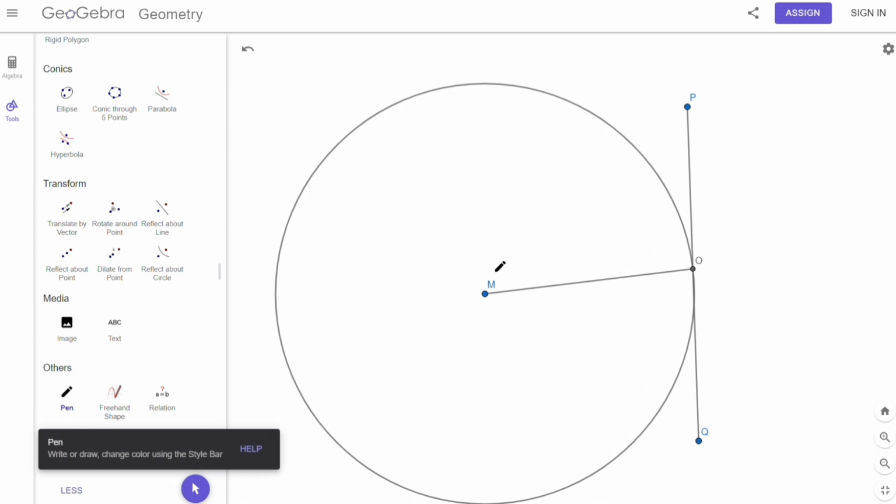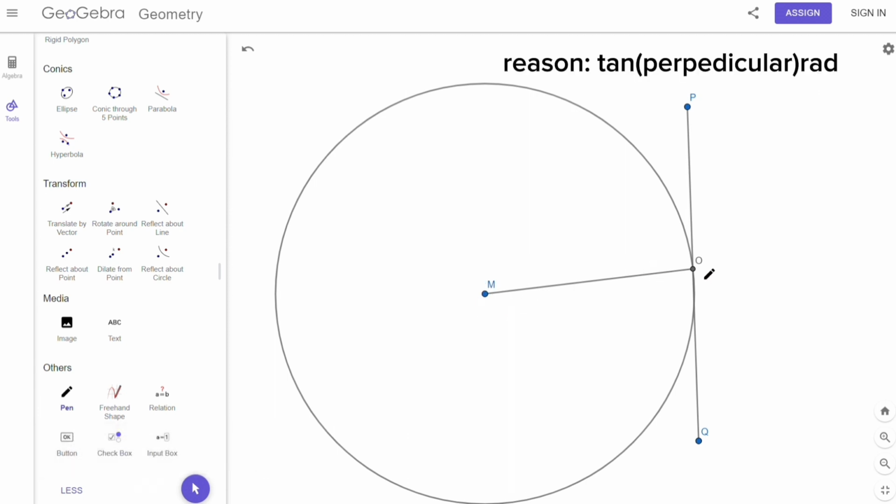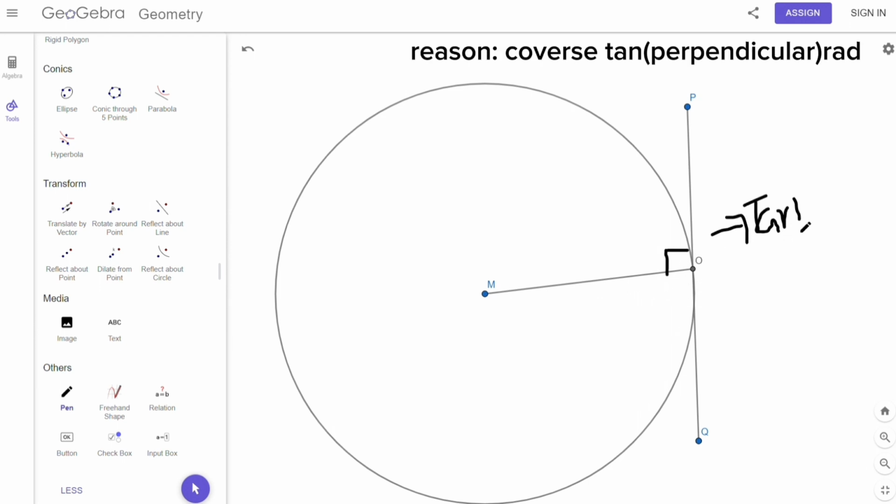Theorem 7 is kind of similar, where if a line is drawn from the point where a tangent touches a circle to the center of the circle, then the two lines will be perpendicular. The converse of this is basically if you get two lines and they give you the angle in between, which is 90 degrees, you can use that to prove that the tangent is a tangent.